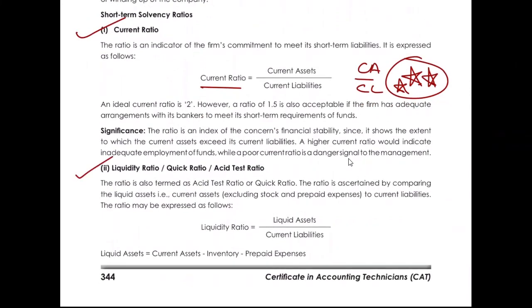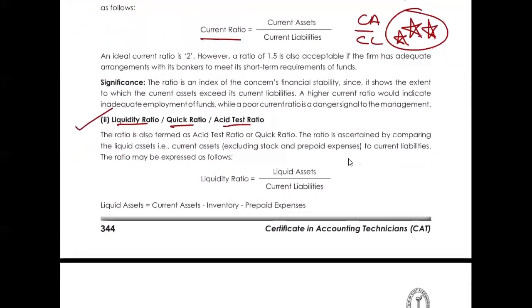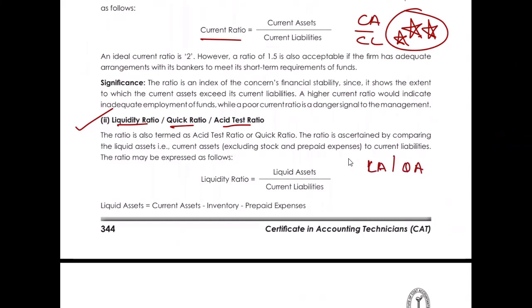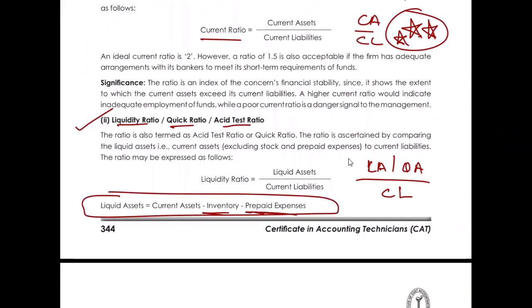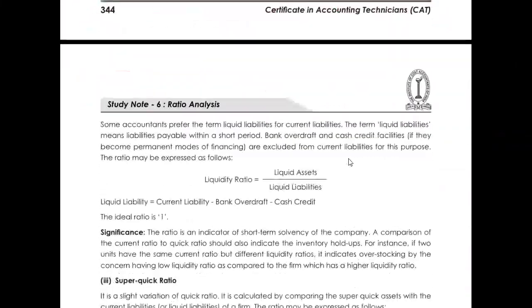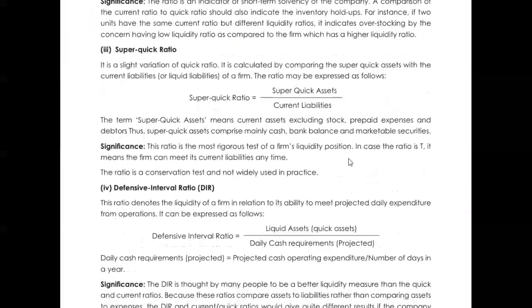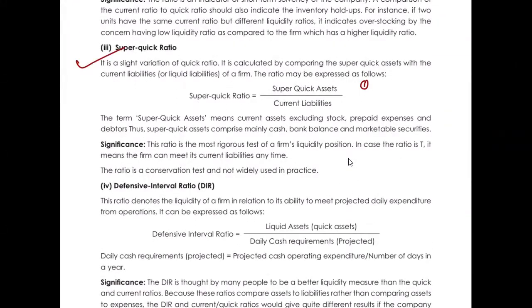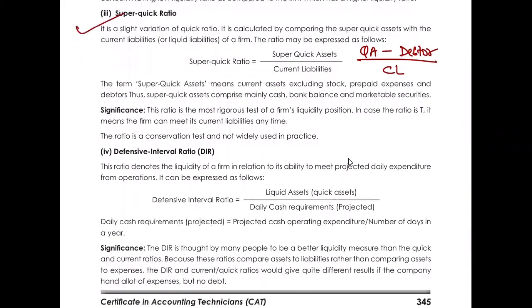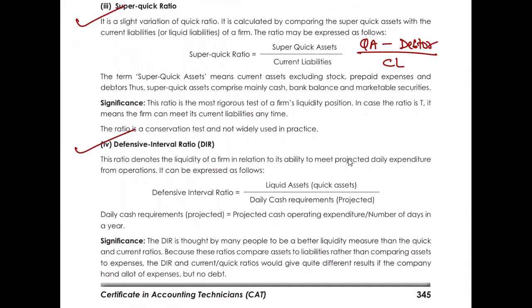Then we have the liquidity ratio, quick ratio, or acid test ratio. This is again very, very important. That is liquid assets, or we can say quick assets, divided by your current liabilities. What is a liquid asset? That is current assets minus inventory minus prepaid expenses. Then we have the super quick ratio, where quick assets minus your debtors, divided by current liabilities, will give you the super quick ratio. Then we have the defensive interval ratio.